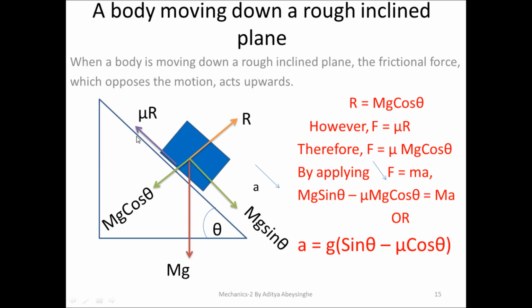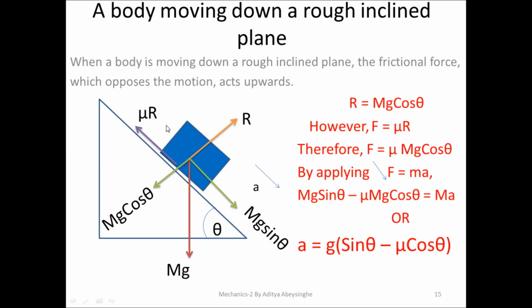So what is the acceleration of this object? To find the acceleration, you need to apply F equals ma to this object. So by applying F equals ma in the direction that is parallel to the inclination of this surface, the two forces that act on this object in this direction are mg sin theta and mu R. So mu R is actually mu mg cos theta here. So mg sin theta is in the direction which we take, so it is positive.